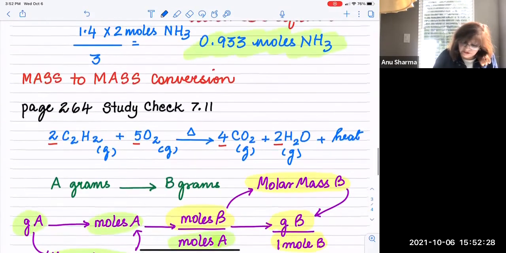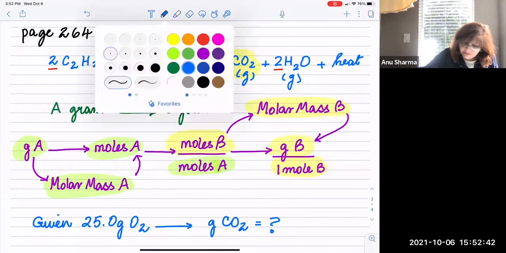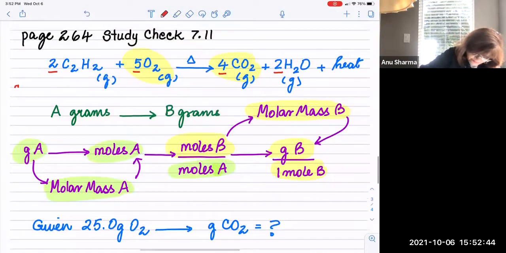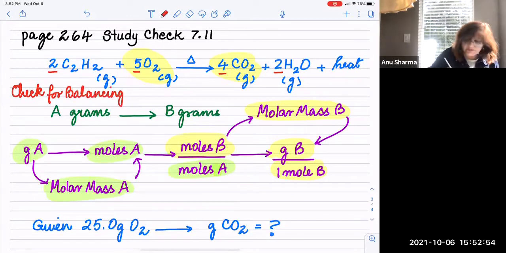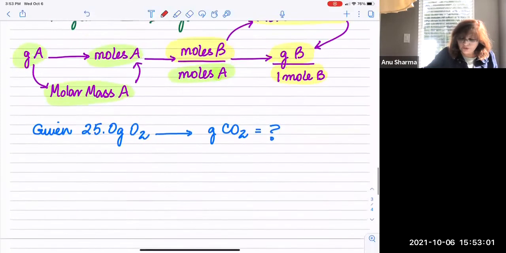So here are a few things you need to pay attention to. In this case, we're looking at only the relationship of oxygen and carbon dioxide. So here is the oxygen and here's the carbon dioxide. Always check for balancing first of all. So we see there is a 5-to-4 relationship, so that 5 moles of oxygen are giving you 4 moles of CO2.